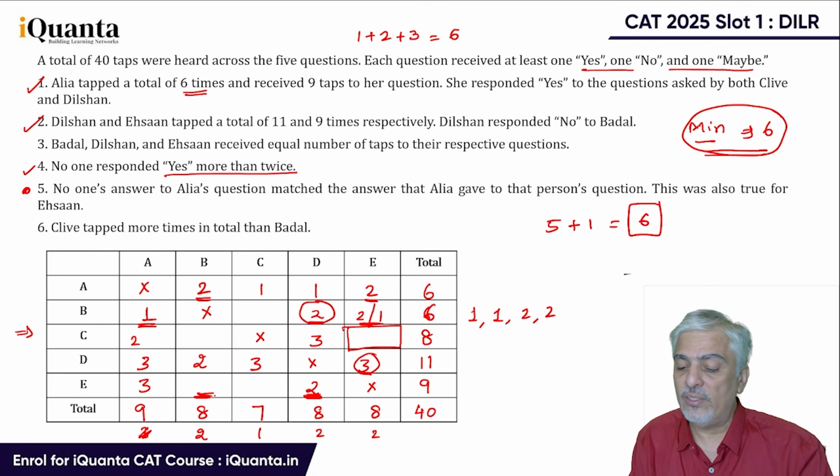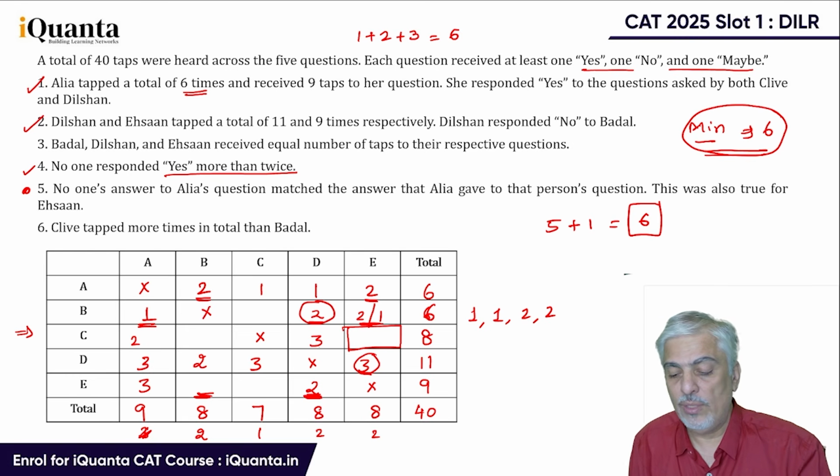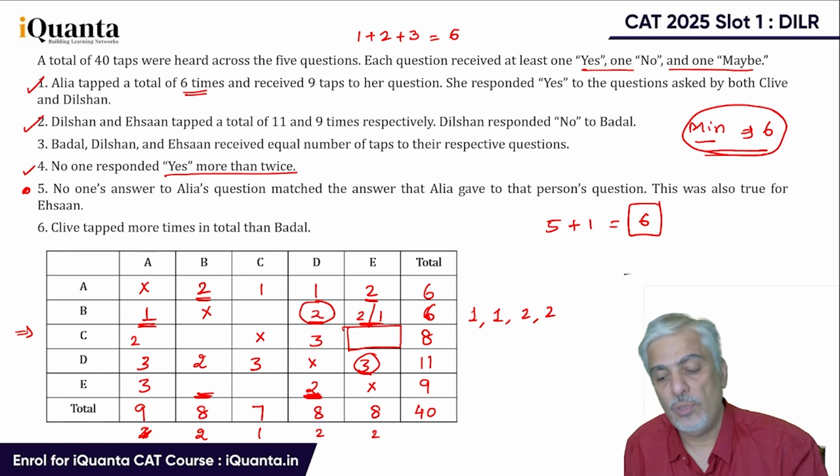Now I need a 9. 3 plus 2 is 5. Now I need 4 more. So I can have 2 2s or 1 3 and 1 1. I'll repeat. I can have 2 2s, or a 3 and a 1.